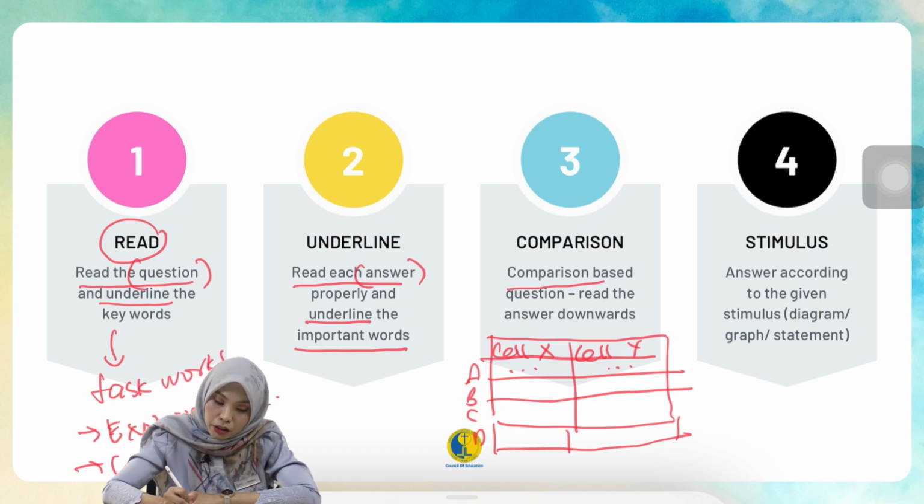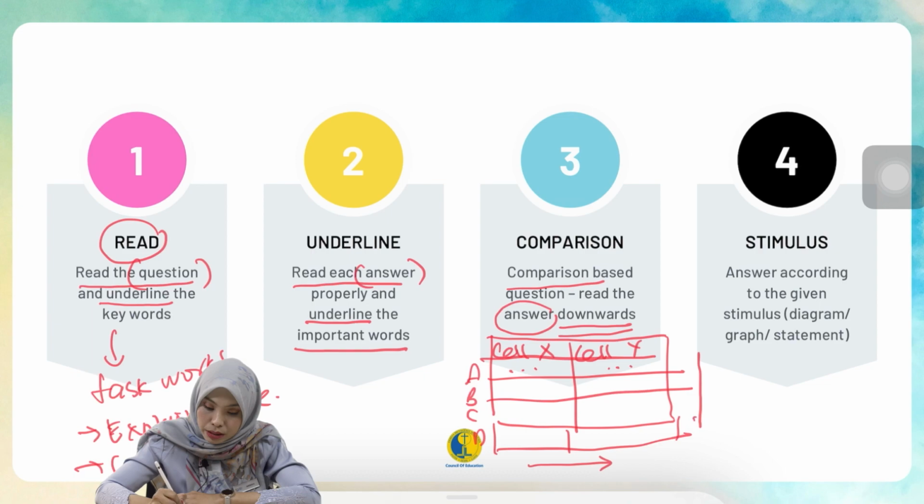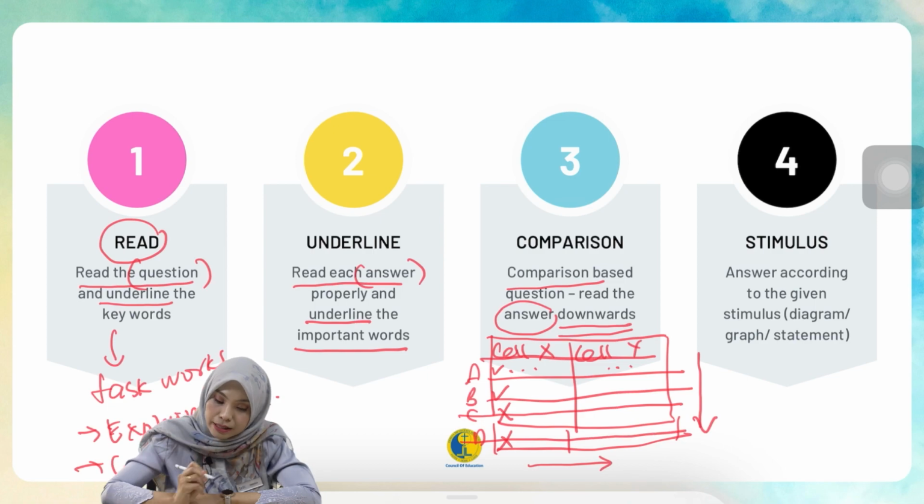For example, the tip is always read the answers downwards. Don't read them horizontally. It's wrong. You must read vertically, or downwards, where you go to cell X first. Okay, this is correct, this is correct, or this might be wrong. So it has already told you that you can eliminate answer C and answer D.